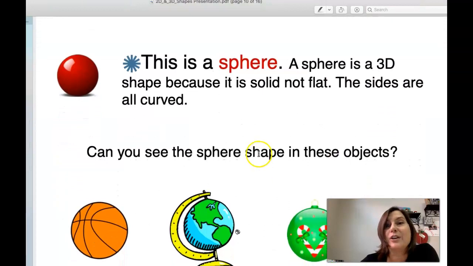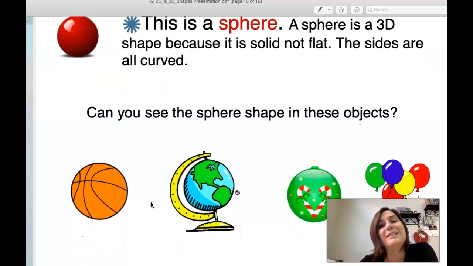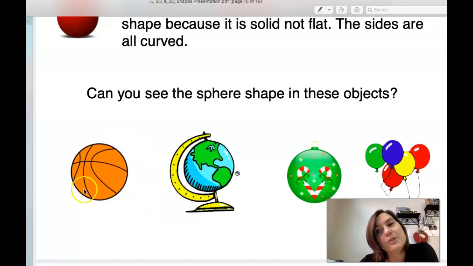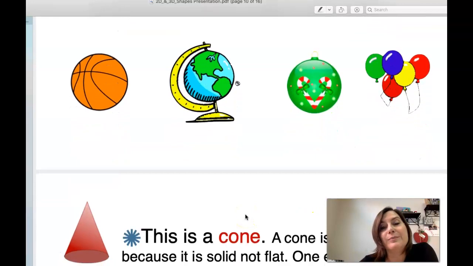Next is a sphere, and a sphere is a 3D shape because it is solid and not flat. The sides are all curved, and it's really hard to show a sphere on a computer screen or on a piece of paper because spheres are not exactly like circles because they pop out. And when we get to be together on campus in person, I'm going to show you the difference. A ball that you can hold in your hands is a sphere. A globe, like we have in our classroom, this ornament is a sphere, and balloons are spherical.